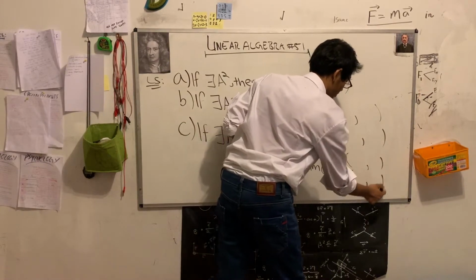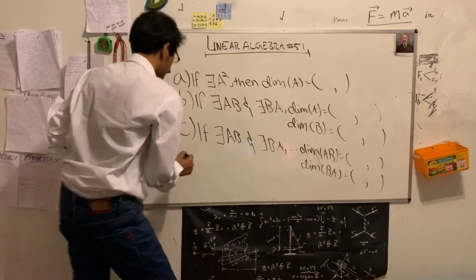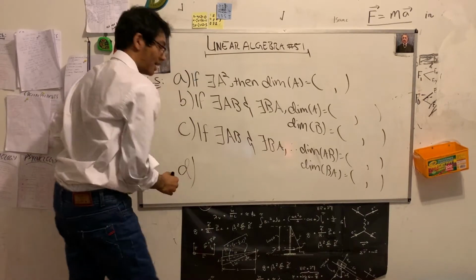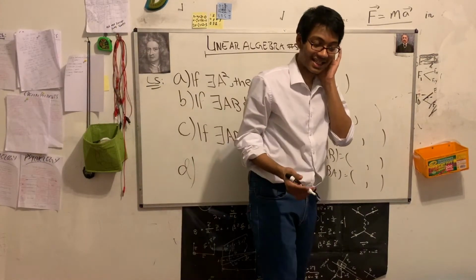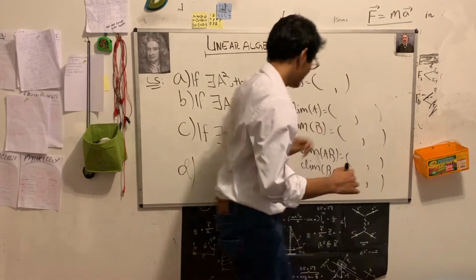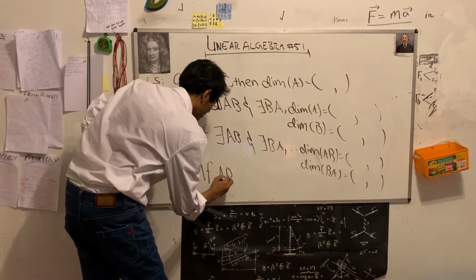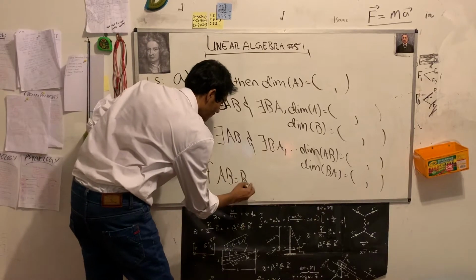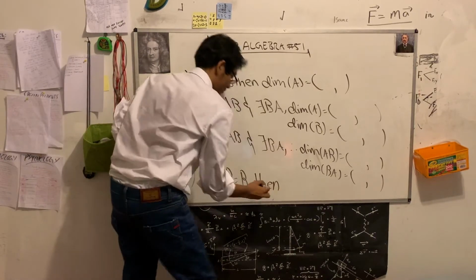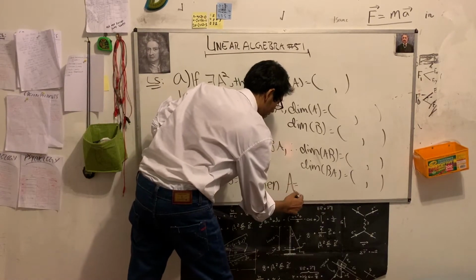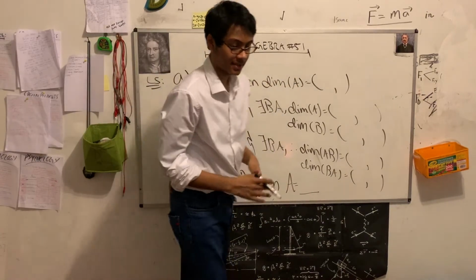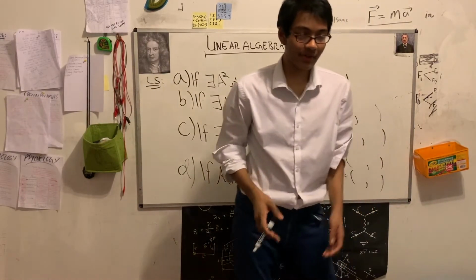And that will be up to you to figure out. And the final question, and perhaps the most exciting, is as follows. If I have two matrices A and B, and AB, their product, is equal to B, then A equals blank, okay? So it's up to you to decipher what A is.